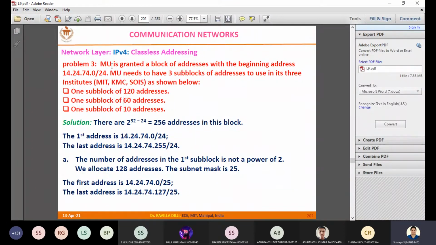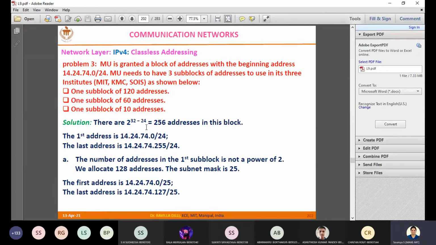Did you understand this? So now you design the first subblock. The first thing that you do is find out the first and the last address of the entire block of addresses that is given. What is the /n value? It is /24, right? So there are 2 power 32 minus 24. That is 32 minus 24, that is 8, right? So 2 power 8 gives me 256. There are 256 addresses in this block. Now out of these 256 addresses, you need to allocate 128 plus 64 plus 16 addresses.